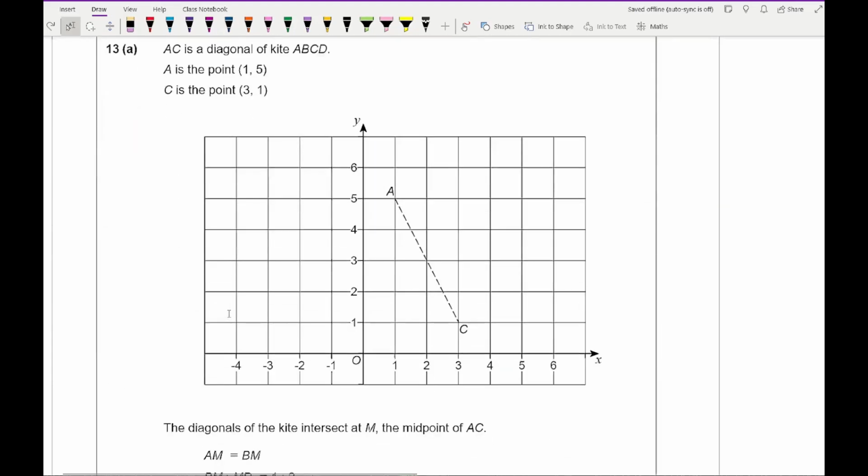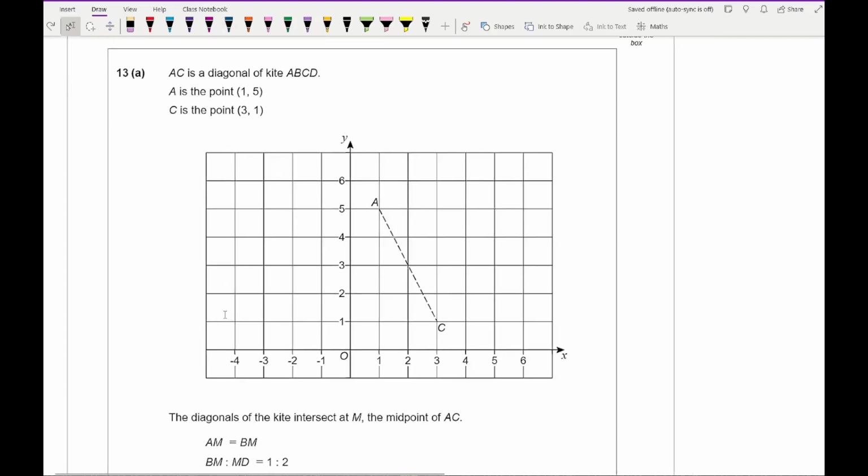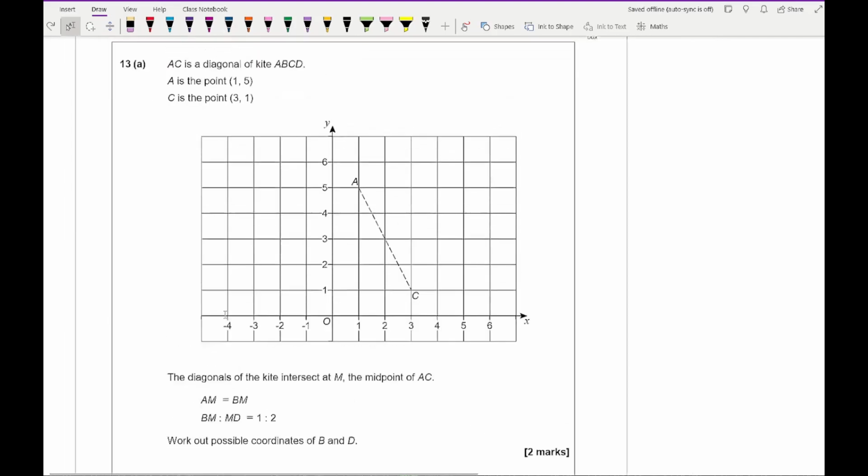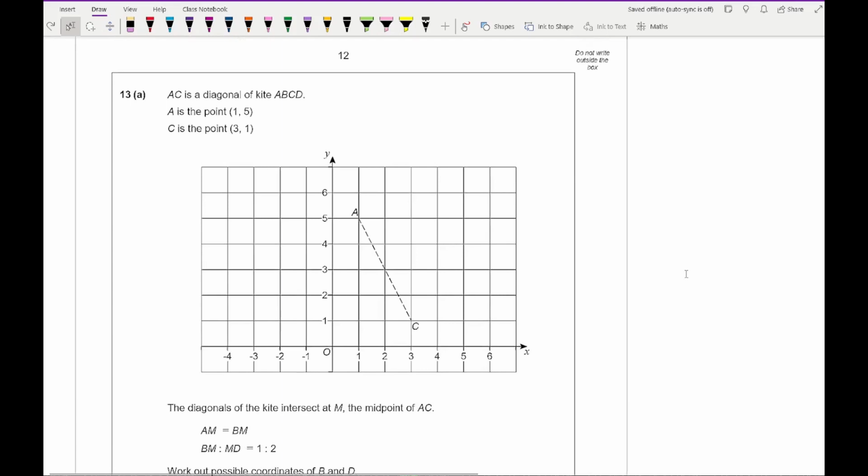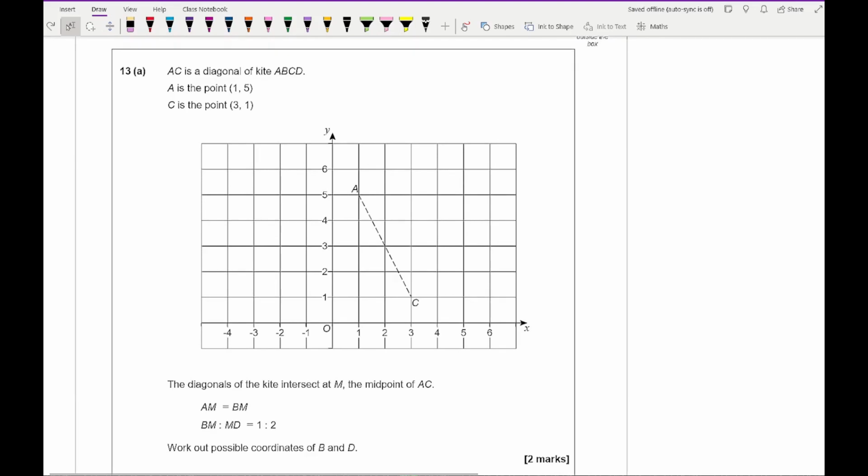Moving on to question 13a, let's just zoom out a little bit so we can see it all on the screen. It says that AC is a diagonal of a kite ABCD. A is at the point 1, 5 and C is at the point 3, 1. The diagonals of the kite intersect at M, the midpoint of AC. AM is equal to BM, and BM to MD is in the ratio of 1 to 2. Work out the possible coordinates of B and D.